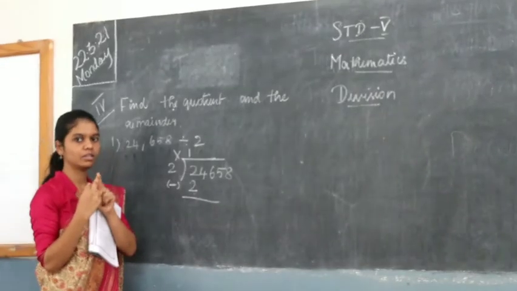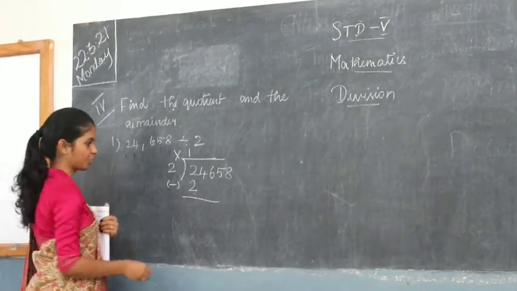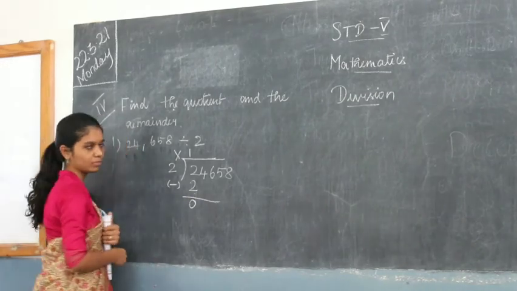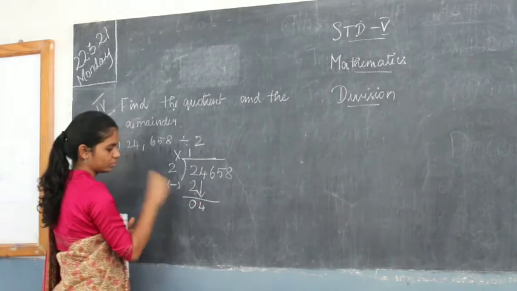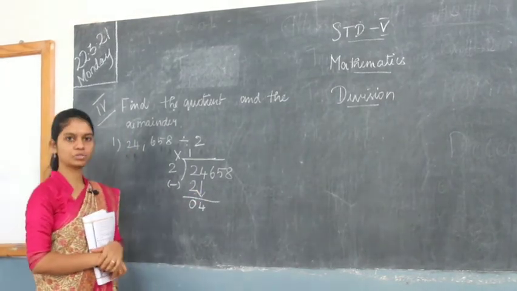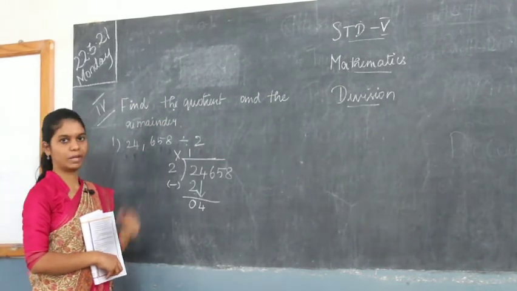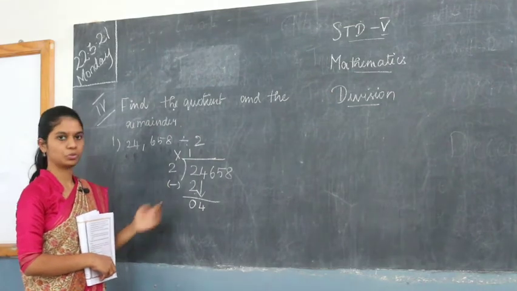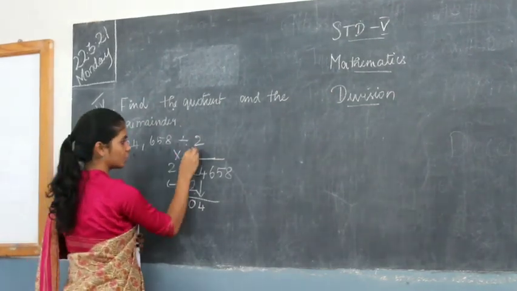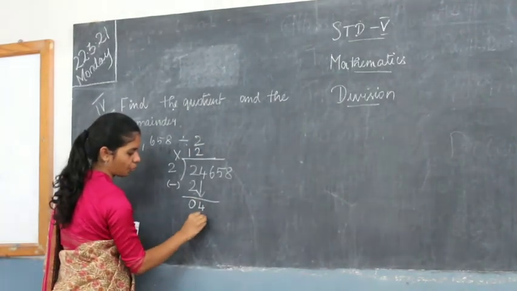Now you should subtract them. So when you subtract 2 from 2, what is the remaining? 0. So you will get 0. Then you should bring the next number down, which is 4. Now you got 4, and you should start telling two tables till you get 4 or less than 4. 2 ones are 2, 2 twos are 4. So 2 into 2 is equal to 4.